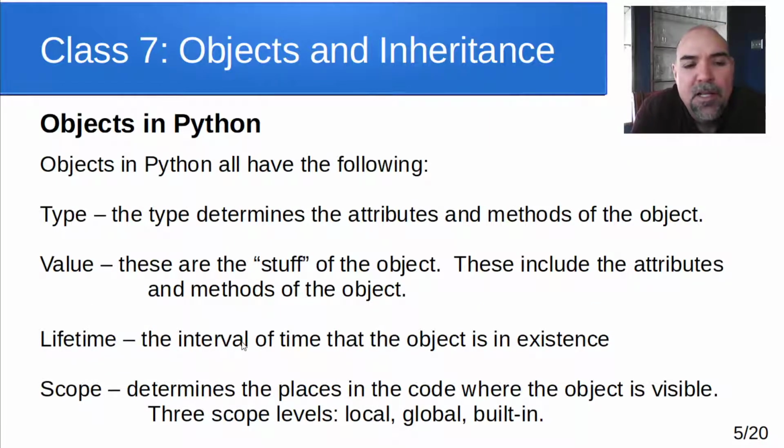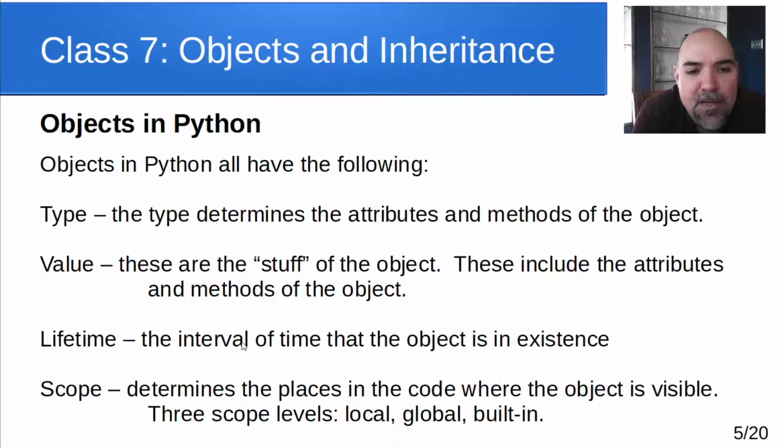All right, so to start off, objects all have the following. They have a type, like we saw earlier. Type was function, type is int. If we make our own thing like a bullet object, the type would be class bullet. The type determines the attributes and the methods of that type of object. You can think of the type as what class the object was created from, what blueprint was used to create it. They also have a value, that's the stuff of the object, which includes the attributes and the methods. In other words, what makes it how it is.